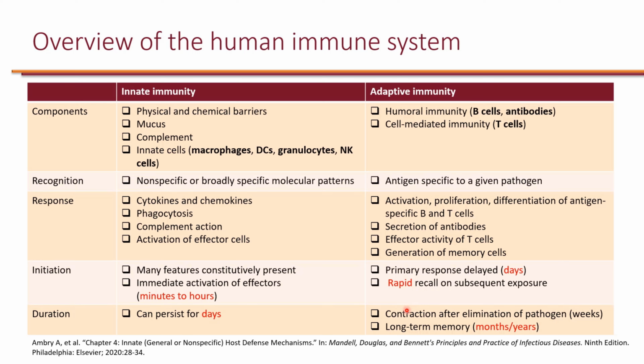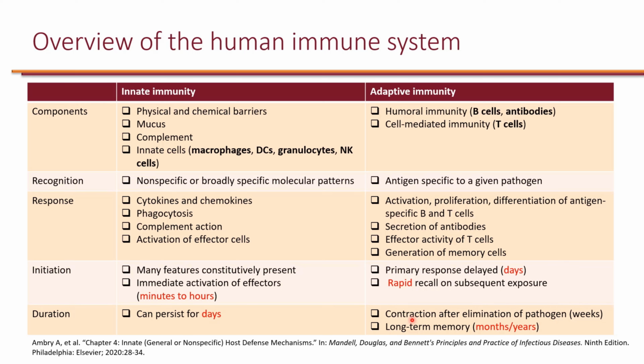Now, once the adaptive immunity clears an infection, there is a contraction after elimination of pathogens that typically happens a few weeks after the infection is cleared. And what contraction means is essentially, through adaptive immunity, the body will develop a lot of antibodies. And then once the infection is cleared, these antibodies start to wear off. So the levels of antibodies after a few weeks go down to very low levels, and that's called contraction.